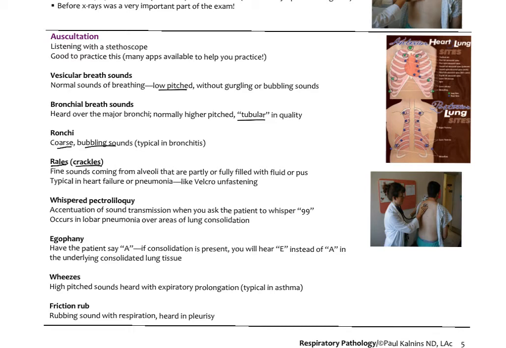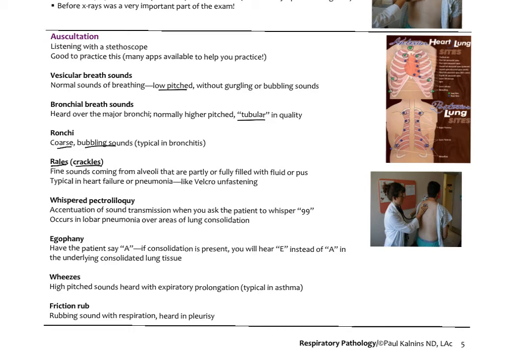And then whispered pectoriloquy is an accentuation of sound transmission. When you ask the patient to whisper, again, 99. So we already looked for tactile fremitus when they said 99. Now they're going to whisper it. And again, you're going to hear an accentuation of that sound in areas of consolidation. So if you listen to the lung, you have the patient whisper 99 in each of those positions. If there's consolidation in one of those positions, it'll sound a lot louder in that area.